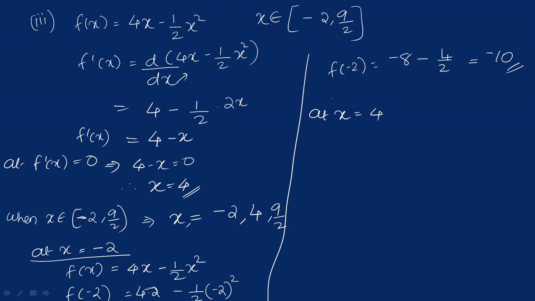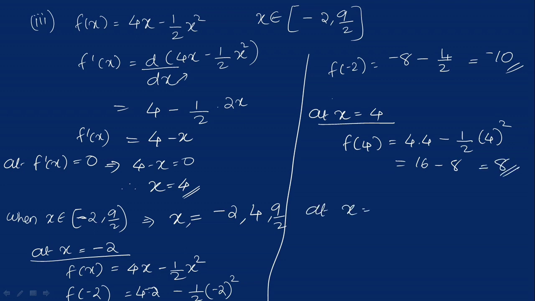Now the next value of x, that is at x equal to 4, we have the same equation, f of x is equal to 4x minus half x square, that is f of 4 is equal to 4 into 4 minus half into 4 whole square, that is 4 into 4, 16, minus half into 4 whole square, that is 8. 16 minus 8 is 8.